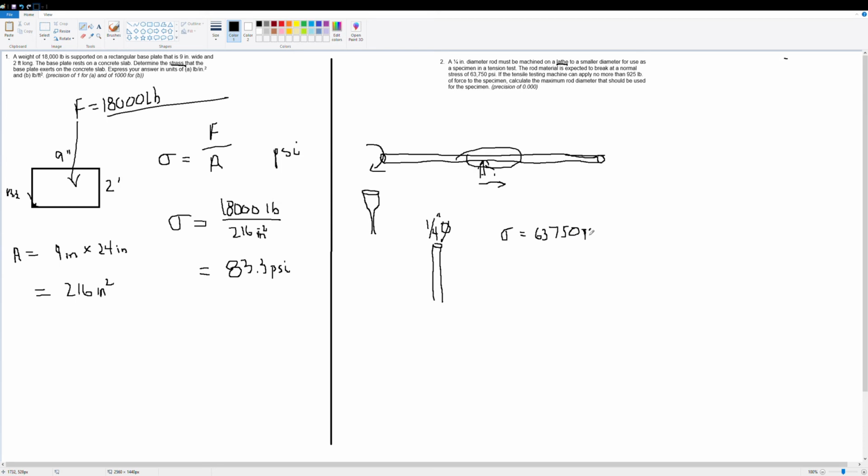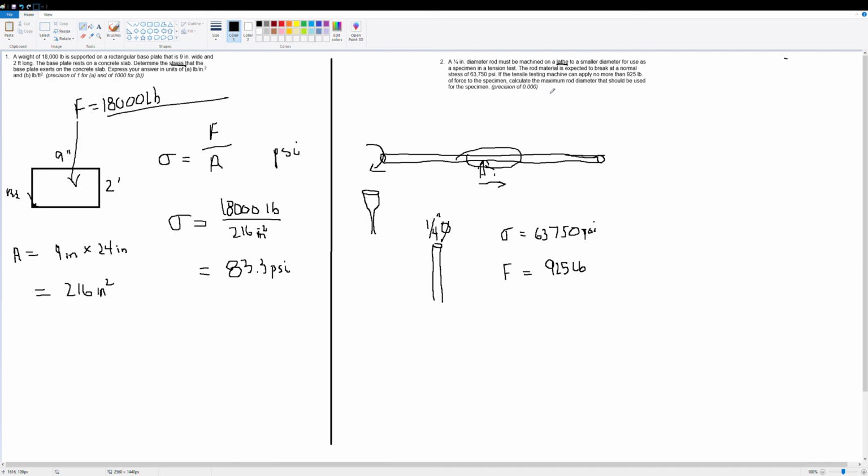All right, and we're also told that the tensile testing machine can apply no more than 925 pounds of force. So that machine can only apply 925 pounds of force. Calculate the maximum rod diameter that should be used for the specimen.